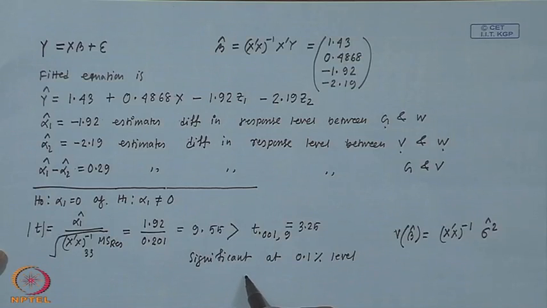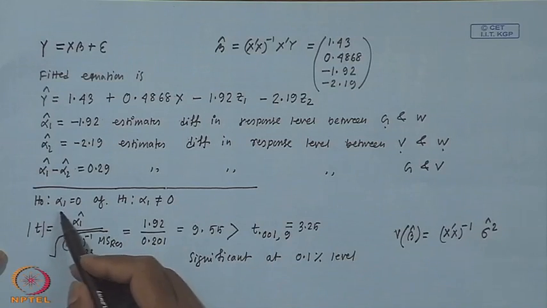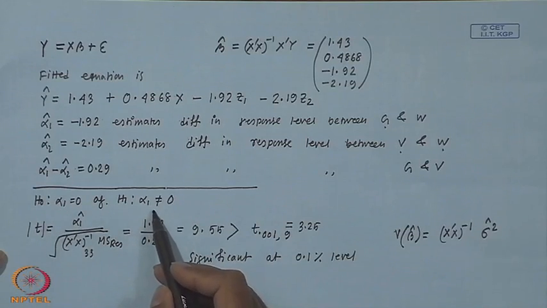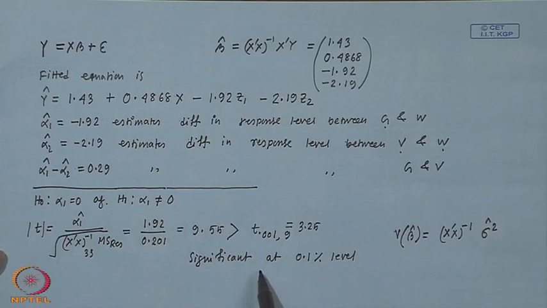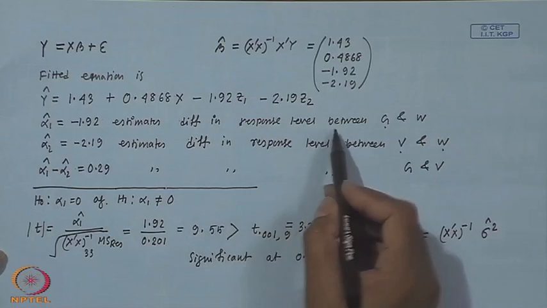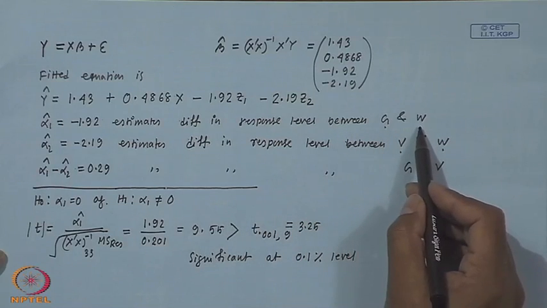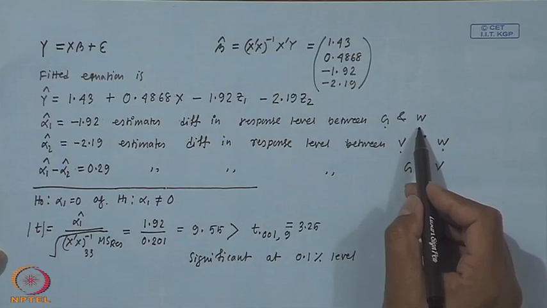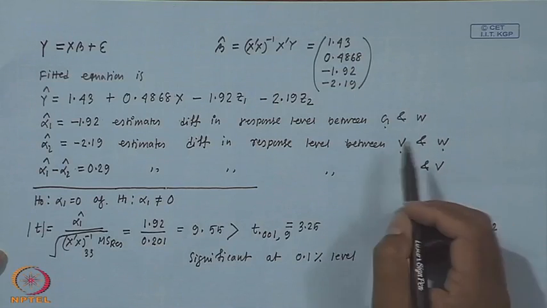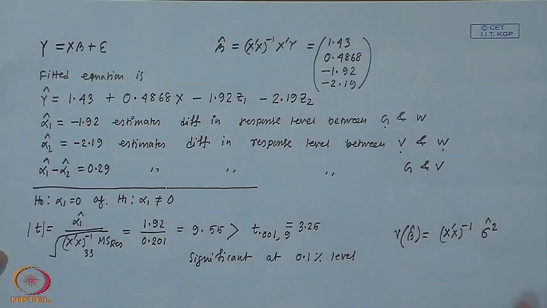What is the meaning of that? The test is significant means this is rejected, this is accepted, and the meaning of this is that there is a significant difference in response level between Georgia and Wisconsin, that means in terms of turkey weight.